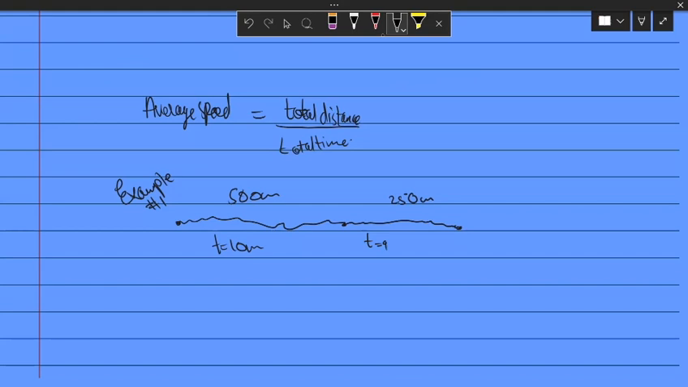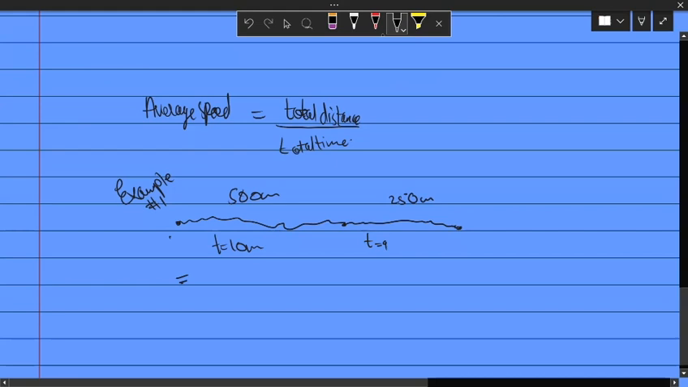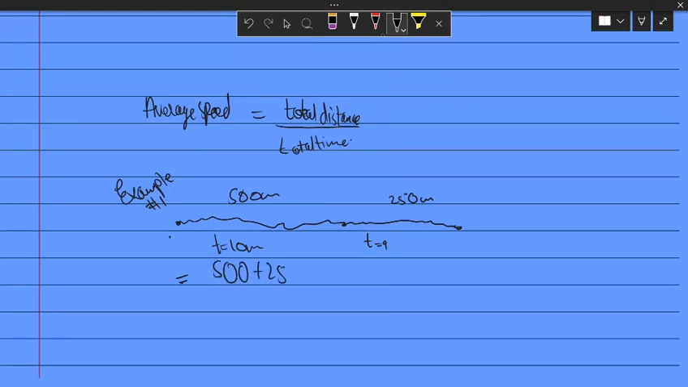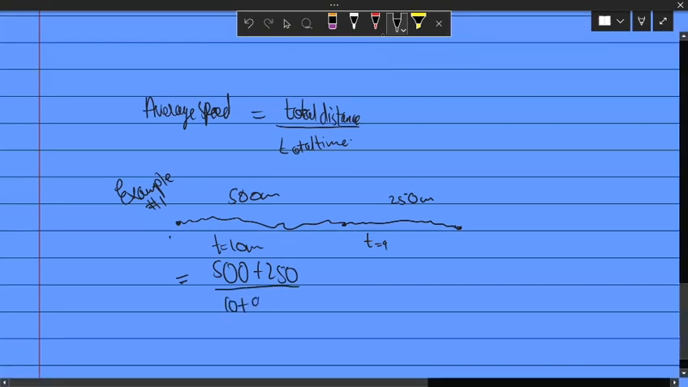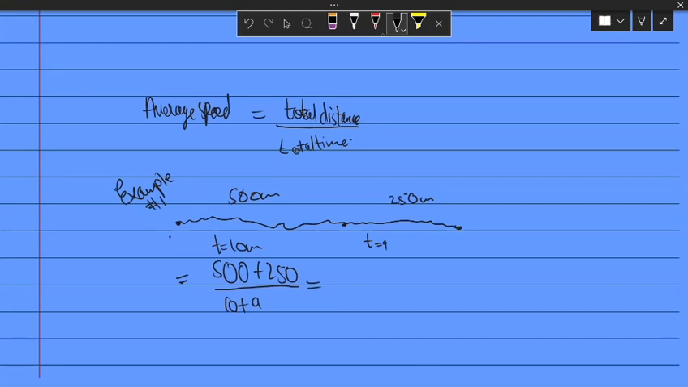So basically, the average speed can be calculated by total distance upon total time. So what's the total distance? Total distance is 500 plus 250, okay, and the total time taken is 10 plus 9. So let's put these values in the calculator, and the answer for this is basically 39.47 meters per second, okay. So this is the average speed. This is how we calculate average speed.